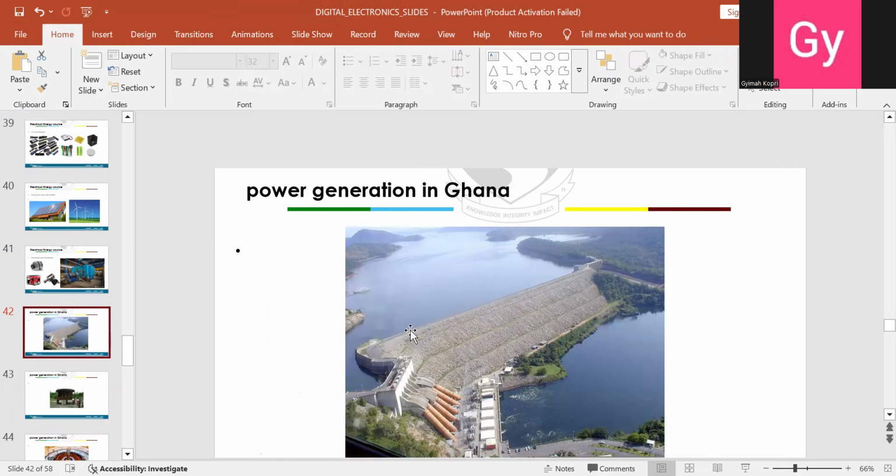Some have seen it on TV. You have seen it on the internet and whatever. What does it mean? When you look here, there are two sections of the river. That is the river Volta.